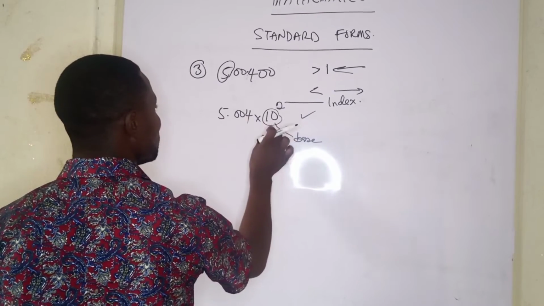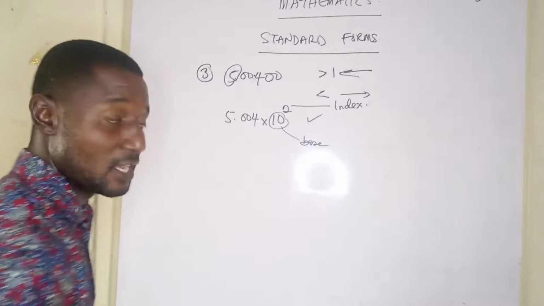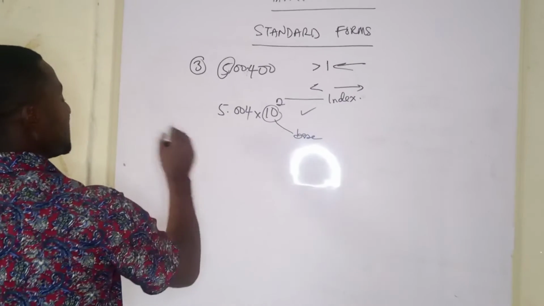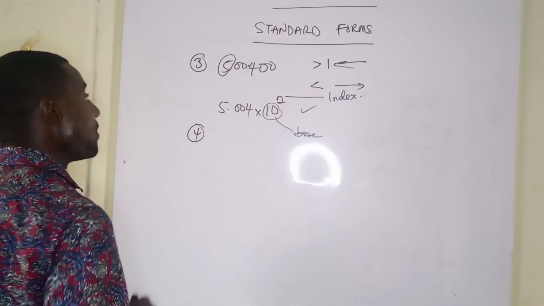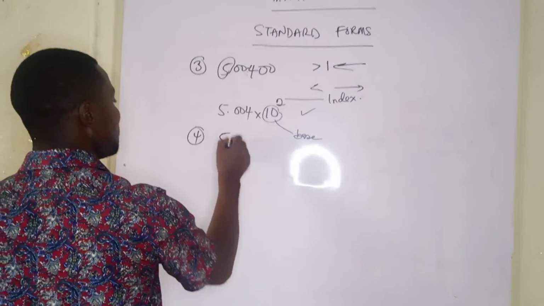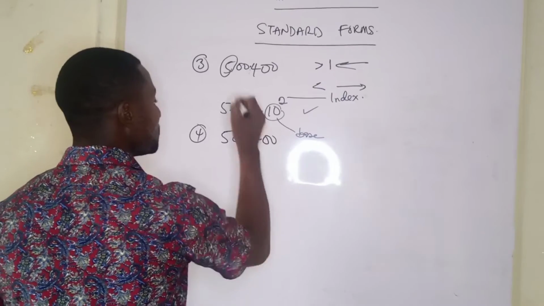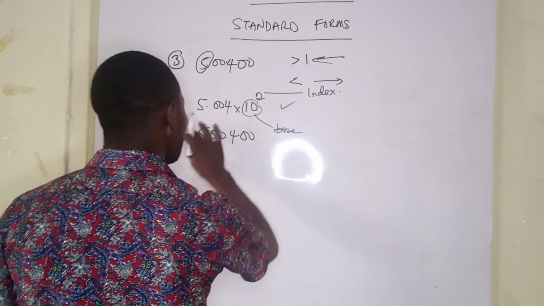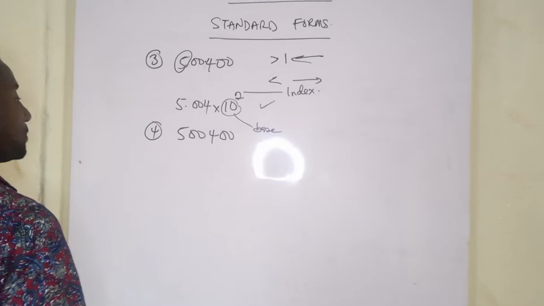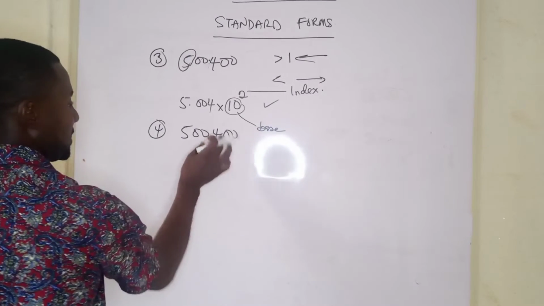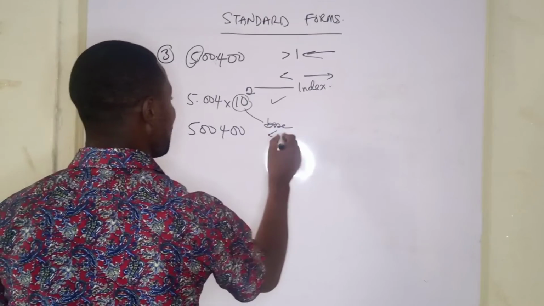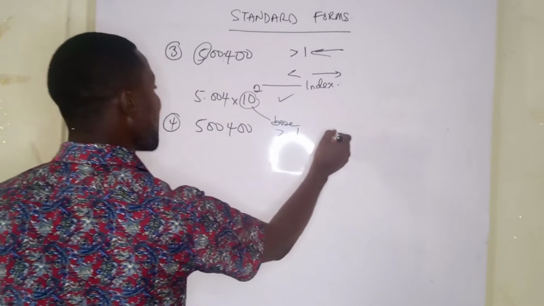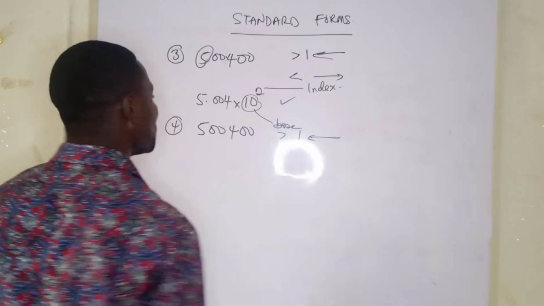5.004. It will give us back this value on top. Let me give us another example. Example 4. If we take the same value again, 500,400, and the 0 is nowhere to be found here, you will see that this value is also greater than 1.